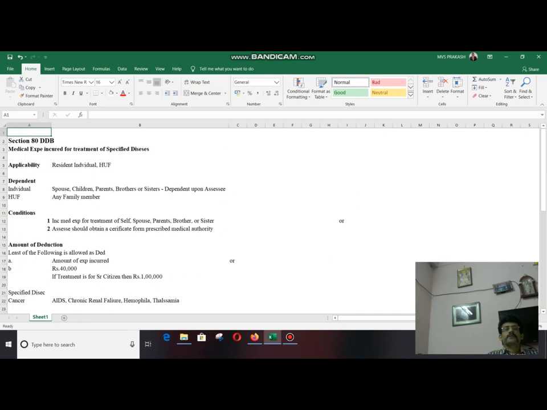I hope you had taken a note of section 80DD. Now, in that case, let us quickly move on to section 80DD. So, what is section 80DD? First of all, let us try to understand that. Whenever any SSC is incurring any sort of medical expenditure, for what? For treatment of specified disease.